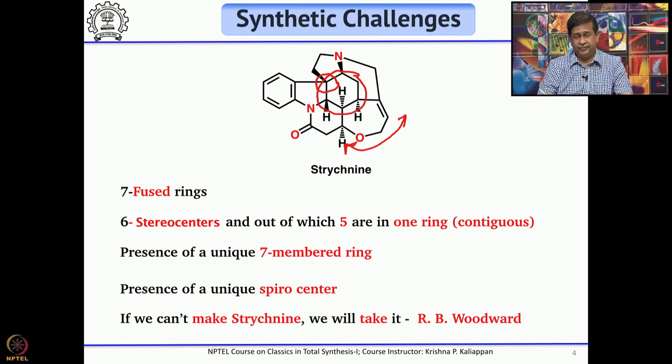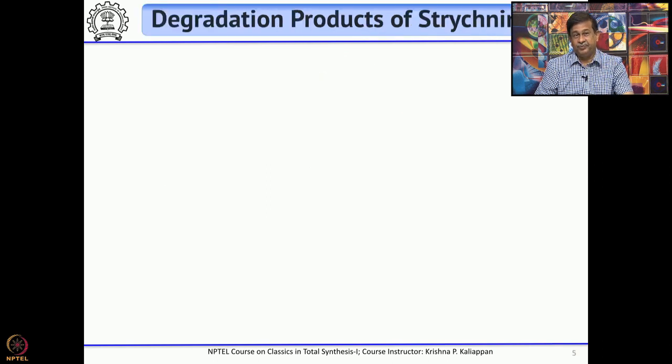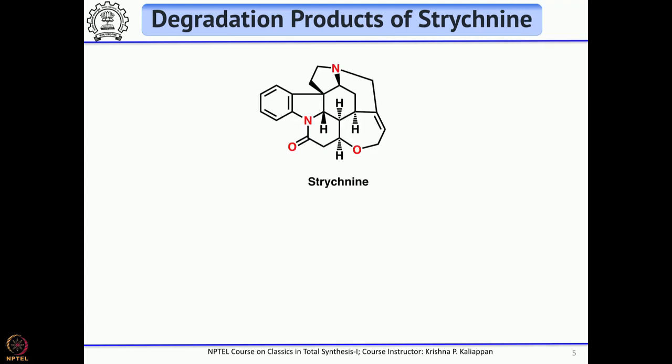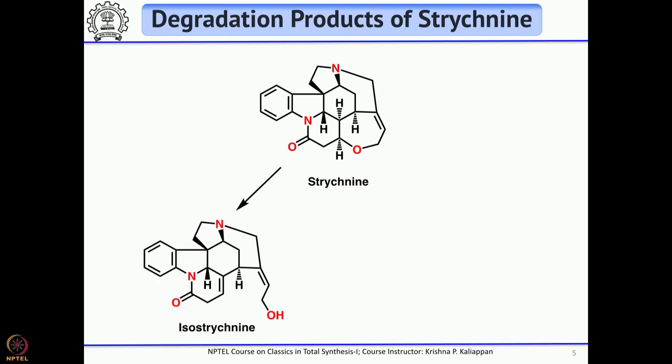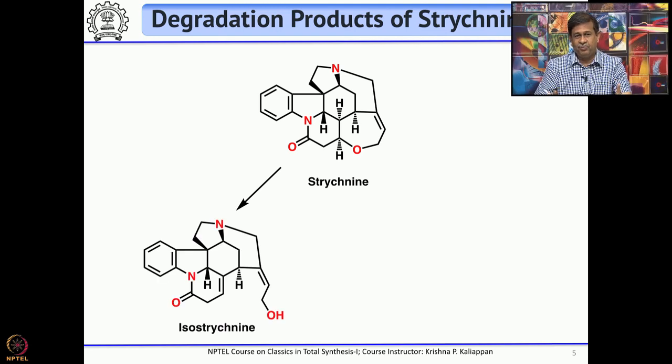And as you know, during his days the retrosynthetic concept was not there. So that's why I'm not going to talk about the retrosynthesis of strychnine by Woodward. Nevertheless, we will see how he could go ahead and make strychnine in reasonably good quantity. Before that, as I said, the structure of strychnine was arrived at based on a combination of spectral data and degradation studies.